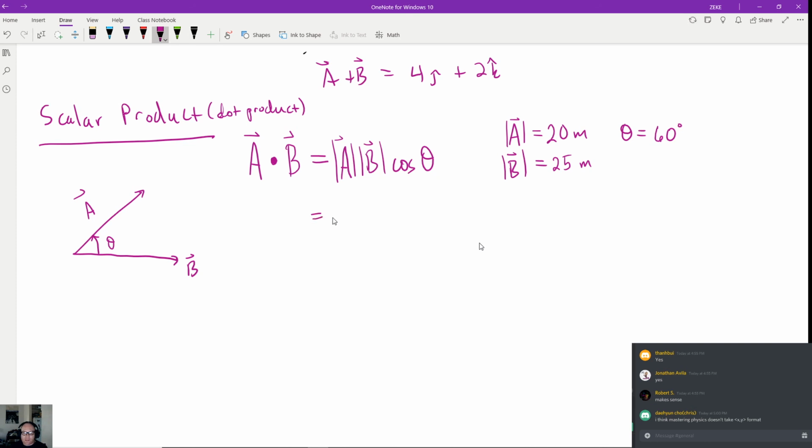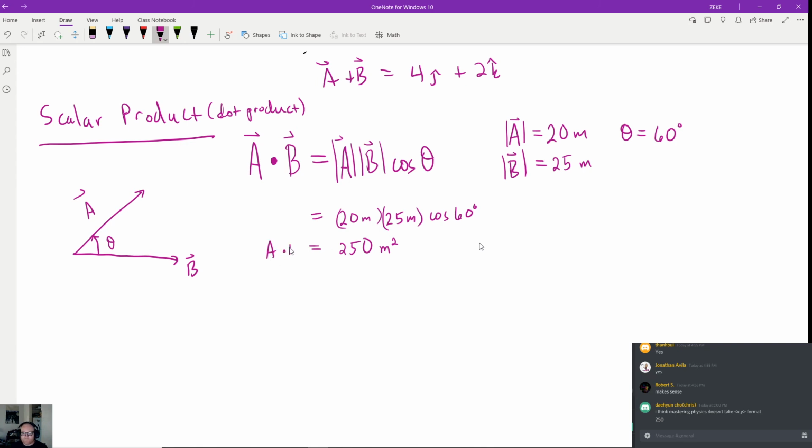Then what we would get is A dot B would be just 20 times 25, and then times cos 60, which I chose because cosine 60 is a half. So this is basically going to be 250. And the units matter: meters times meters, it's not just meters, it's meters squared. So this would have units of area, as it turns out.